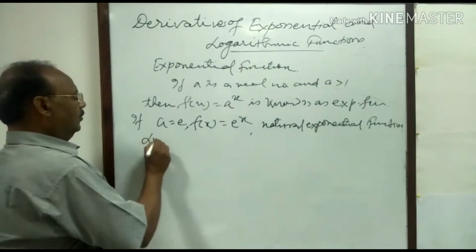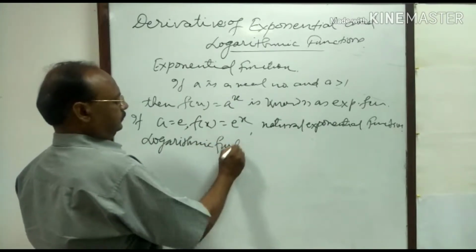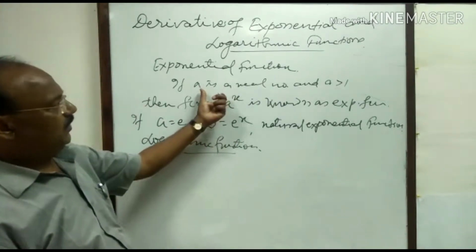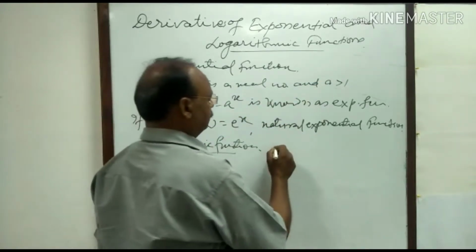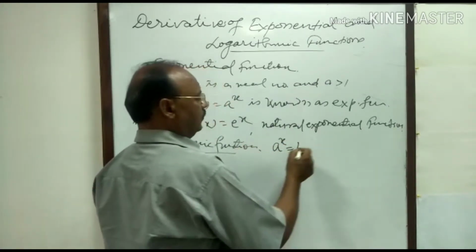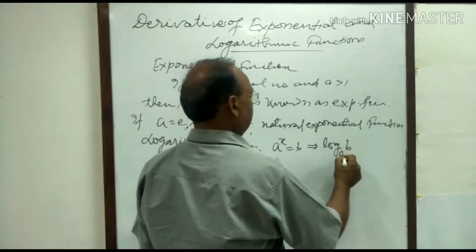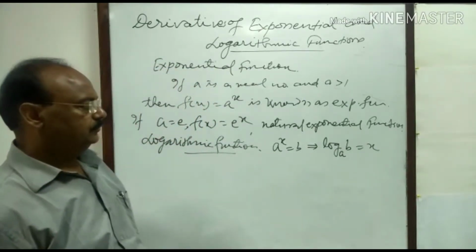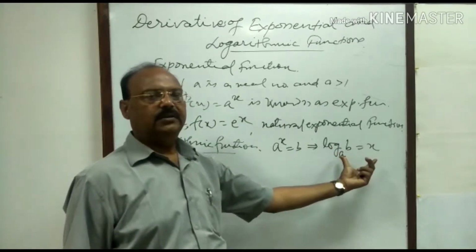Now let us see the logarithmic function. The condition is the same: a is a real number and a is greater than 1. Then if a to the power x is equal to b, this can be written as log of b to the base a equal to x. Here, this is a logarithmic function.